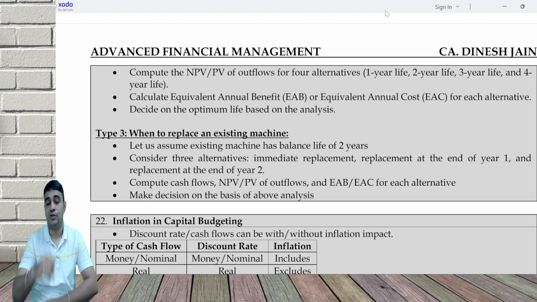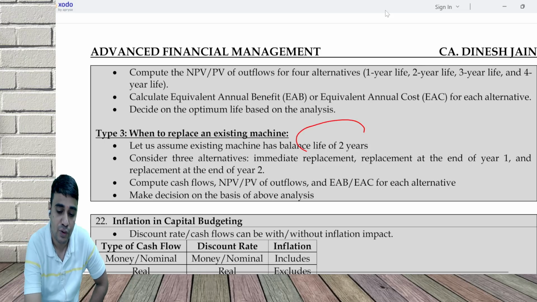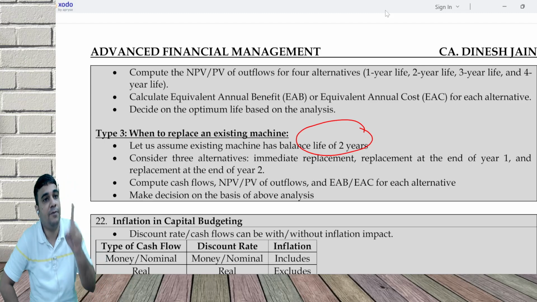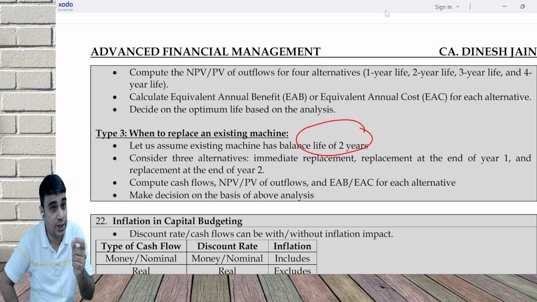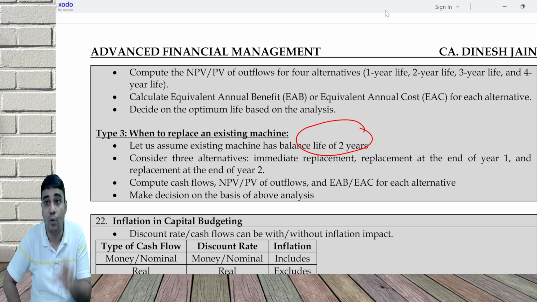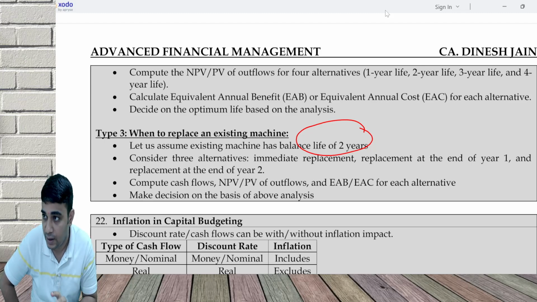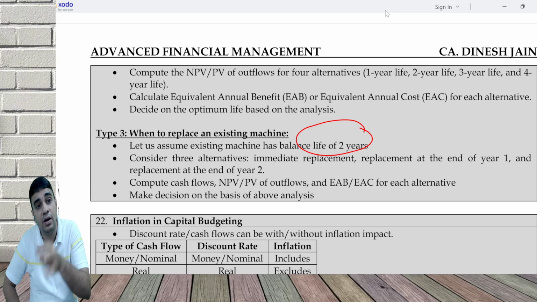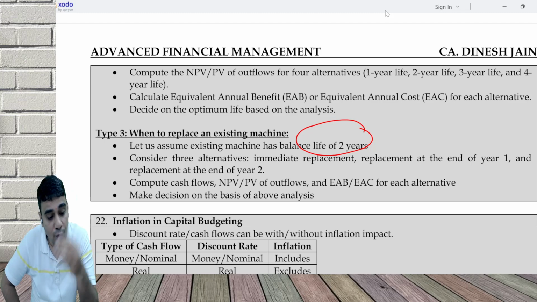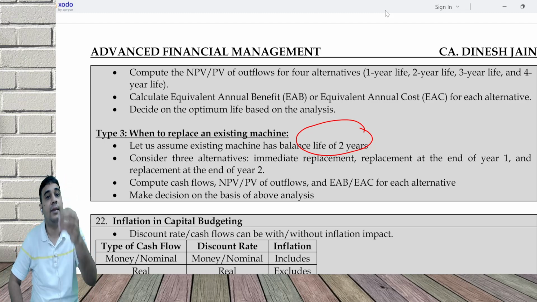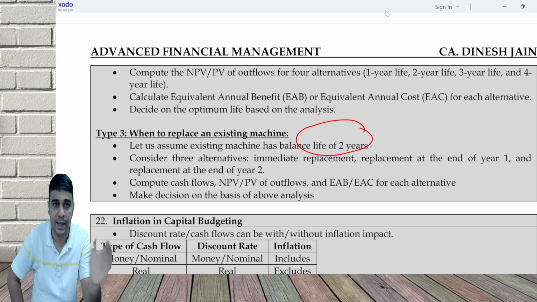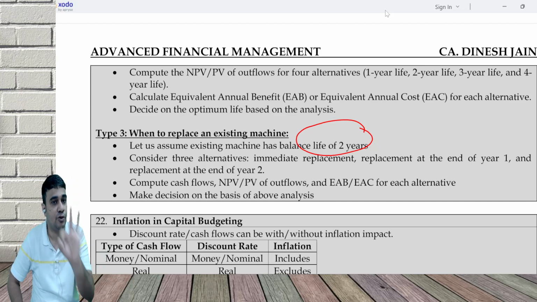So then what I do, let's assume the balance life is 2 years. My first calculation is, if I replace immediately, what is the NPV or PV of outflow. If I replace at the end of year 1, what is the PV of outflow? If I replace at the end of the second year, what is the PV of outflow? And then finally, if you want, you can take EAB or EAC help. ICSI at one place did not do it. I'll explain as we proceed. And then ultimately decide.